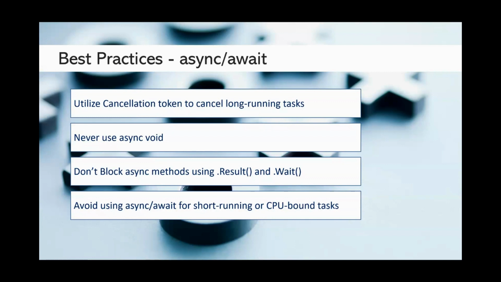Another best practice is to avoid using async void methods, as they can introduce potential issues with error handling and exception propagation. Instead, you should always use async Task or async ValueTask methods. It's also important to avoid blocking on async methods using the .Result or .Wait methods, as this can introduce potential deadlocks or performance issues. Finally, you should avoid using async await for short running or CPU bound tasks, as the overhead of an asynchronous programming pattern can actually decrease the performance in these cases.